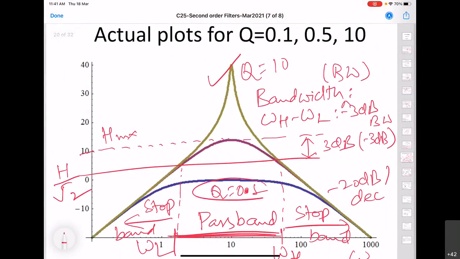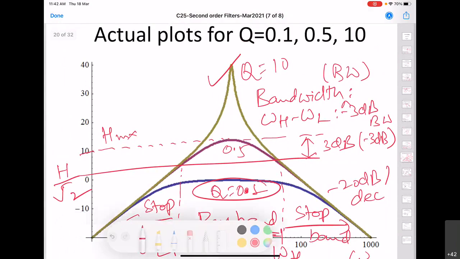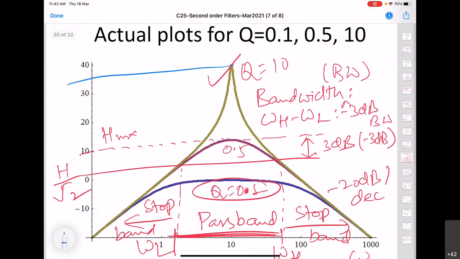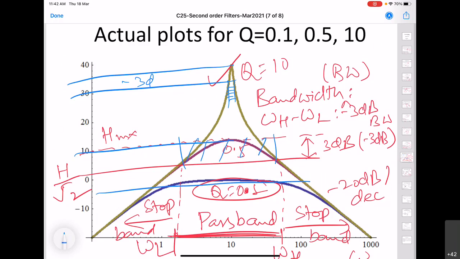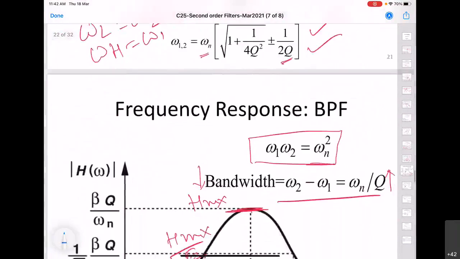Here you can see that when Q is 0.1, we have a wide band. When Q is 0.5, we have a narrow band. And when Q becomes 10, we will have a still narrower band. Because if I plot minus 3 dB with respect to this, it will be like this, so you can see that bandwidth is only this much. But for this case, if I do the minus 3 dB plot, this was the band I got. And for this case, if I do the minus 3 dB, then this is minus 3 dB. So here you can see that bandwidth is increasing. So Q and bandwidth are inversely related. And this is a very strong relation, and this will be present in all the filters.